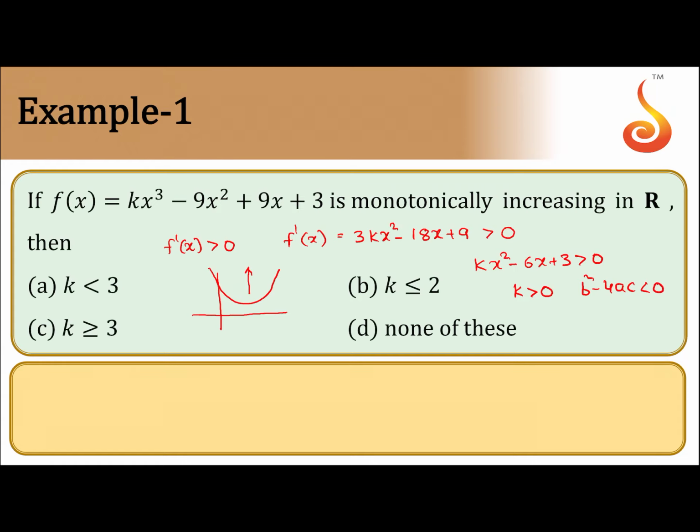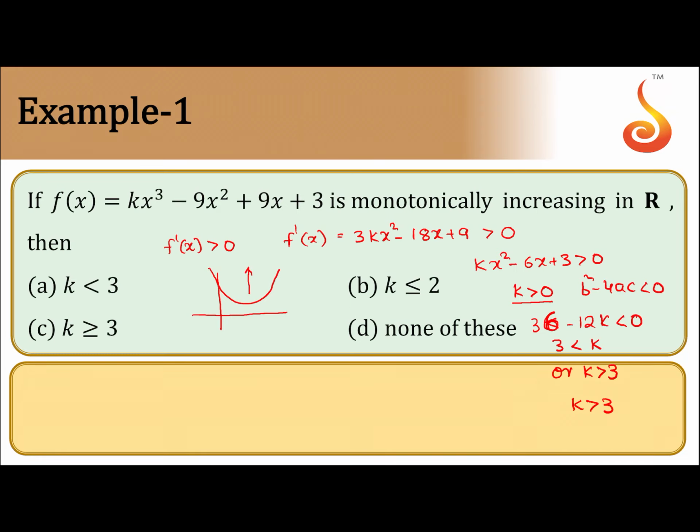So we get from this, discriminant is equal to b square minus 4ac is less than 0. So we get 36 minus 12k less than 0, or 3 is less than k, or k is greater than 3. Under what condition? K is greater than 0. So intersection will be k is greater than 3.